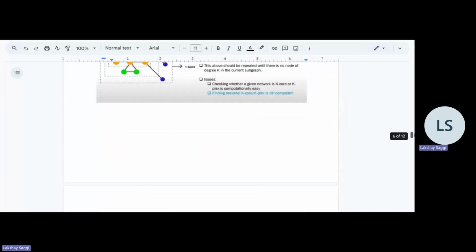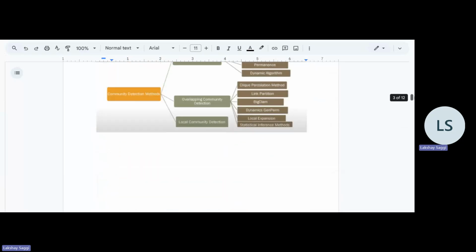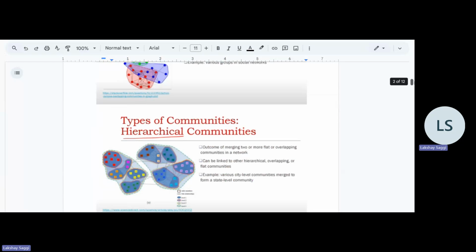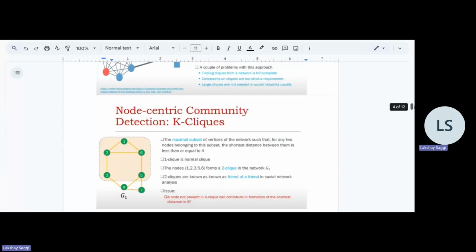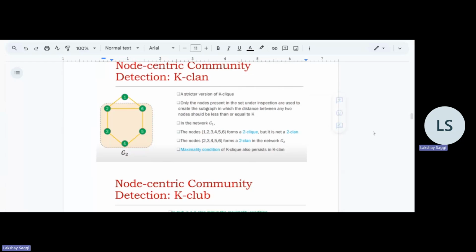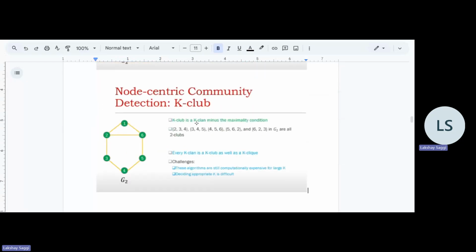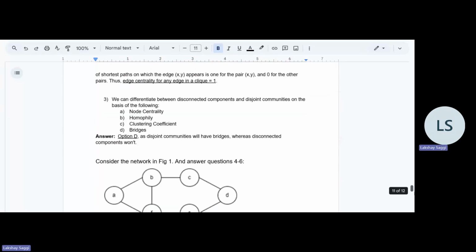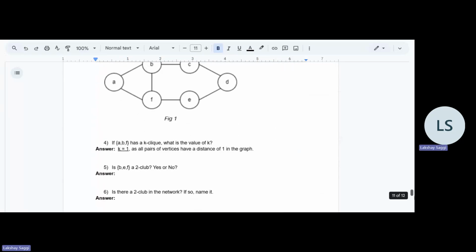And you don't need a maximality requirement in a K club. Like you need it in K clan, but you don't need it in a K club. Just as a revision, maybe we can see here also. First we start with K cliques, then K clan, which has the maximality condition, but then we have K club, which doesn't have the maximality condition. So yeah, moving on to this.